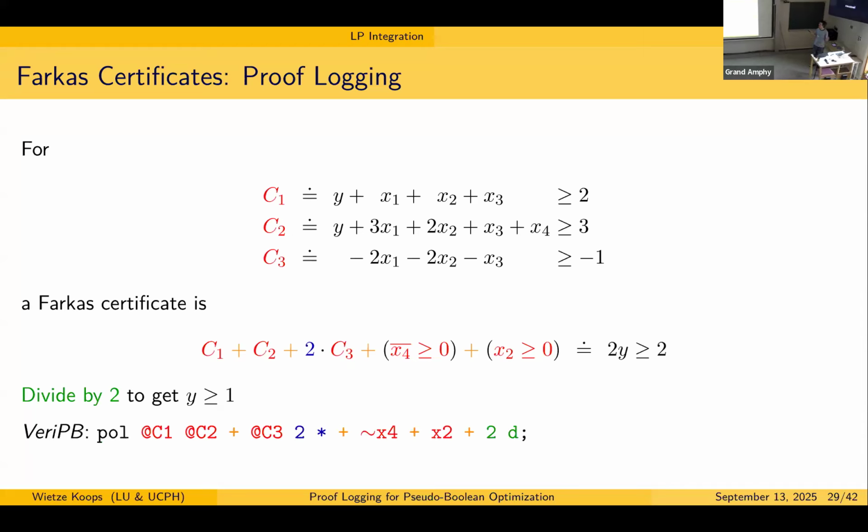And so how the LP solver came up with these multipliers, we don't need to understand. We just need to check that this indeed results in what we want. And then we can check it in the solver, and we can also verifiably check it. So, again supposing that we have labeled our constraints, we can add C1 and C2, then add twice C3 to this, add the literal axioms for x4 and x2, and divide by 2.